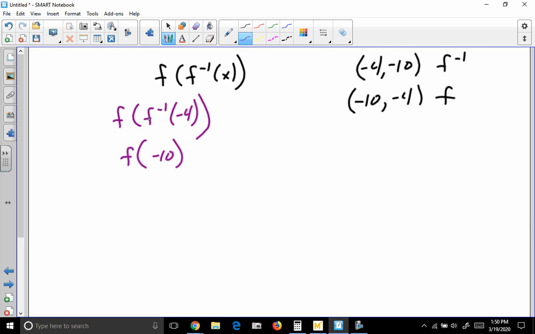So the inverse function changed this x to that y. Well, the function f takes -10 and changes -10 into -4. So it undid what f inverse just got through doing. So our answer is just our initial input. We can do it in the other order as well.